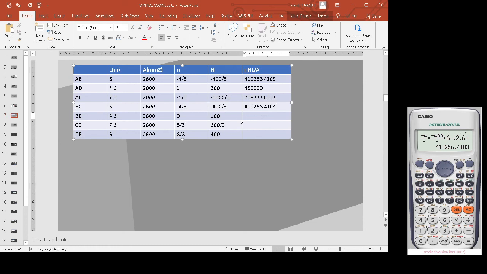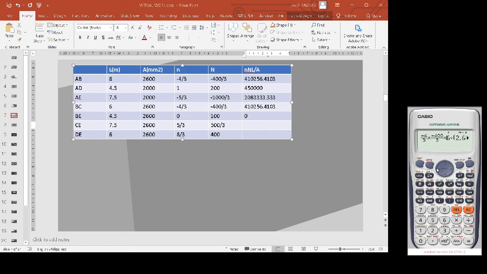So, next dito, 0 na yung N doon, so, automatic 0. Ito, 7.5 ulit. Okay, so, positive 5 thirds. Then, 500 over 3. Type lang natin yan, no? Hindi natin pwedeng i-divide ng 2 kasi parehas pa lang 7.5 yung CE and AE, same. Yung area niyang magkaiba, so hindi natin pwede siyang i-divide ng 2, dahil 500 lang ito, 1,000.